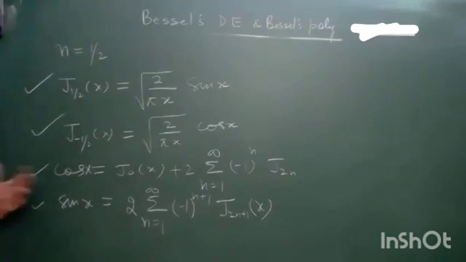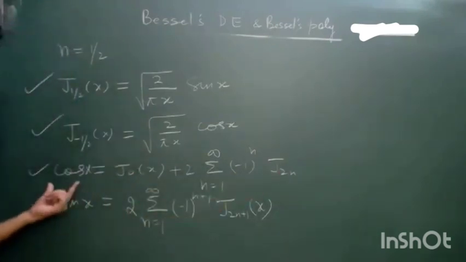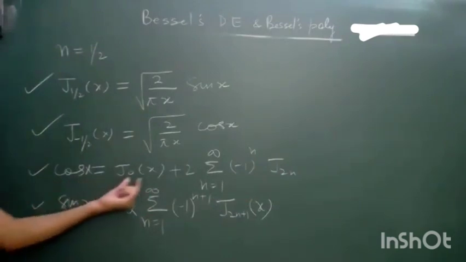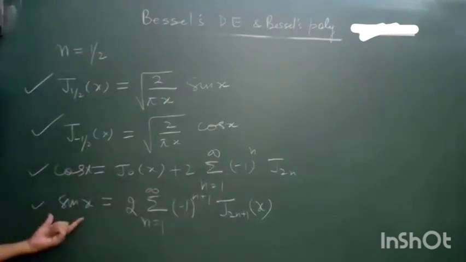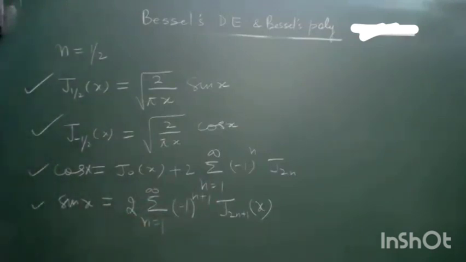So this is all I wanted to tell you about the Bessel's differential equation and Bessel's polynomial. You also don't go in much detail. Whatever I have just taught you, just focus on that. Now write in brackets that this cos x is even, so even polynomials are used, and sin x is odd, so this J 2n plus 1, that means odd polynomial, is used.